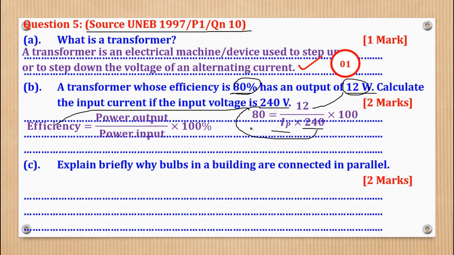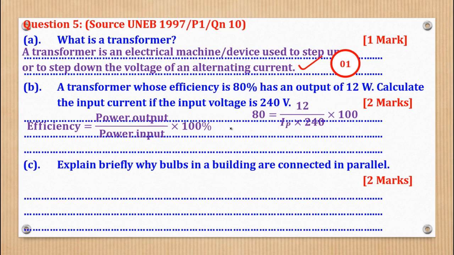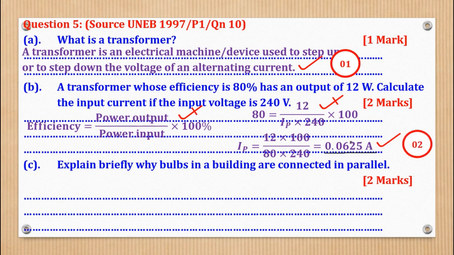So now that you have substituted, next is to make I_P the subject. When I make I_P the subject, I come up with I being equal to 0.0625 ampere, and basically that's the current they wanted. Now let's see how marks can be awarded in this part. Half a mark for stating the formula, half a mark for substitution, and a full mark for getting the current with the correct SI unit. So that's how you could get the 2 marks in that part.